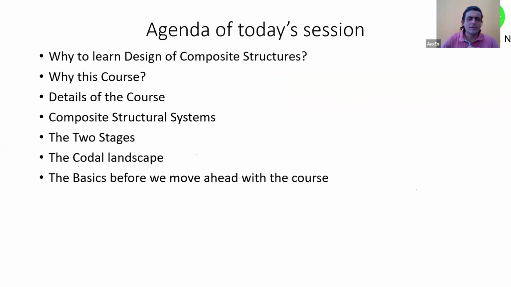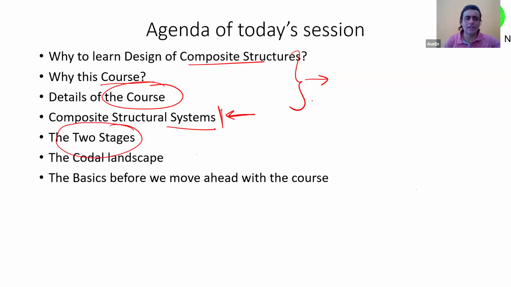Let us again quickly see why we want to learn composite structures, and how this course will help you. And I'll just quickly take you through the details of the course. These three things we had covered in the introductory session also, but just a quick recap of what we had done. And then we will look into the different composite structural systems that we are going to cover in this course. The two stages in composite design that we have to take care of, that is the construction stage and the composite stage. What are our codes and which codes we are going to study.